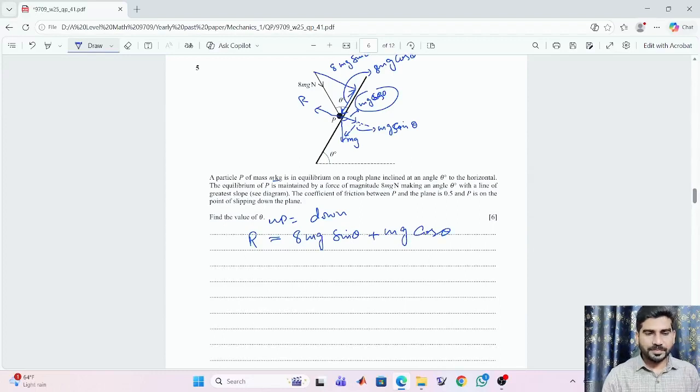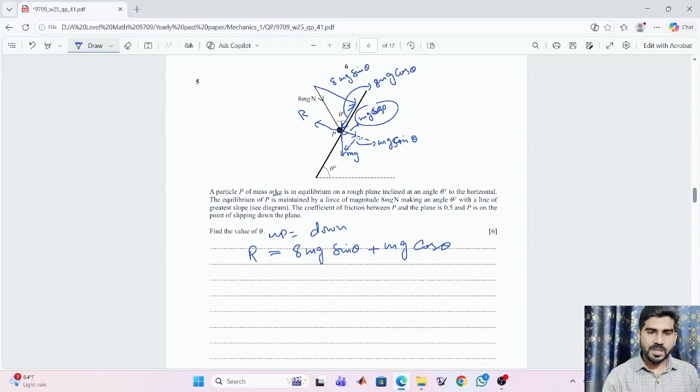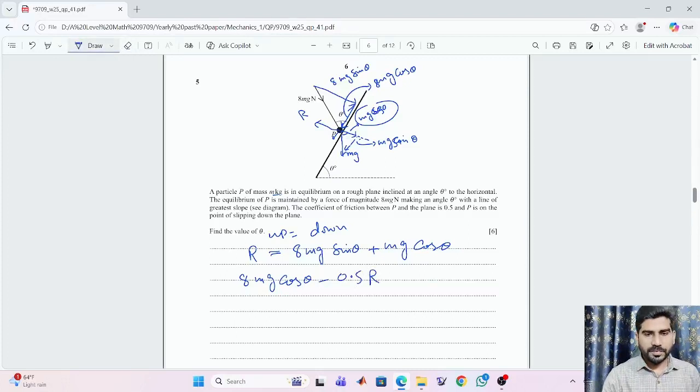Similarly, for the rightward minus leftward forces: the rightward force is 8 mg cos theta, and there isn't any other rightward force. If the particle is trying to move downward, there are two leftward forces. One is mu R, where mu is given as 0.5, times R, with a negative sign because it acts leftward. The other force is mg sine theta. So I can write 8 mg cos theta minus mu R minus mg sine theta equals 0.